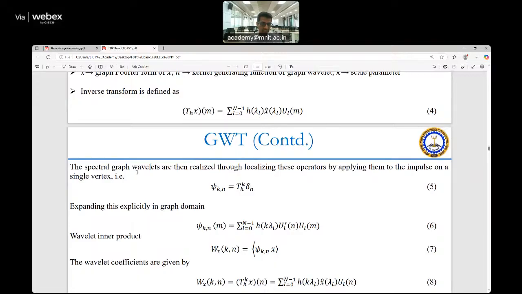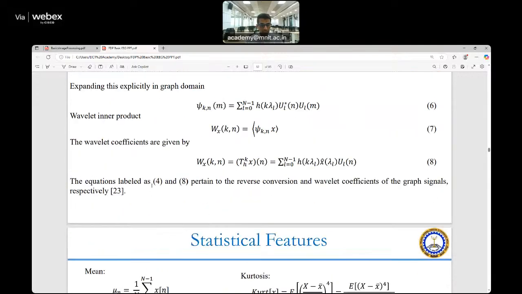Spectral graph wavelets are then realized through localizing these operators by applying them to the impulse on a single vertex. When we multiply this inverse transform with a delta, we are able to get this spectral graph wavelet. Expanding this explicitly in the graph domain, it can be written into this form. What is the wavelet inner product? That has been seen. The equations labeled 4 to 8 pertain to the reverse conversion and wavelet coefficients of the graph signals.